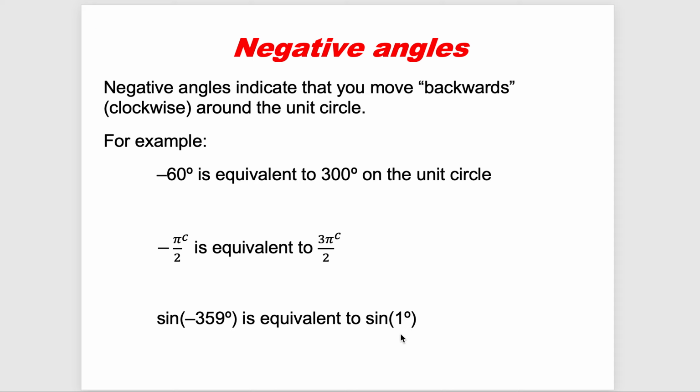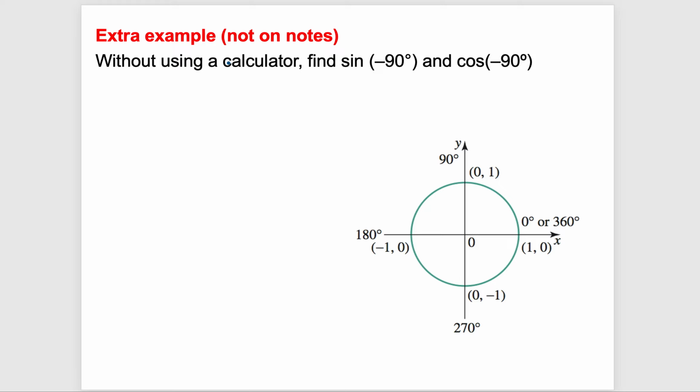Okay, so let's have a look at how this might work if you had to find sine of negative 90 and cos of negative 90. Let's start with sine of negative 90. Again, what we have to do is think about where we get to on the unit circle. We're starting at an angle of 0, but if we're going backwards by 90 degrees, we're going to come around to this position. So this is the position on the unit circle.